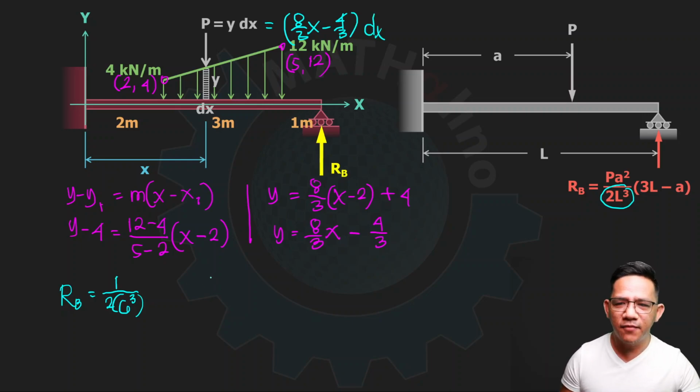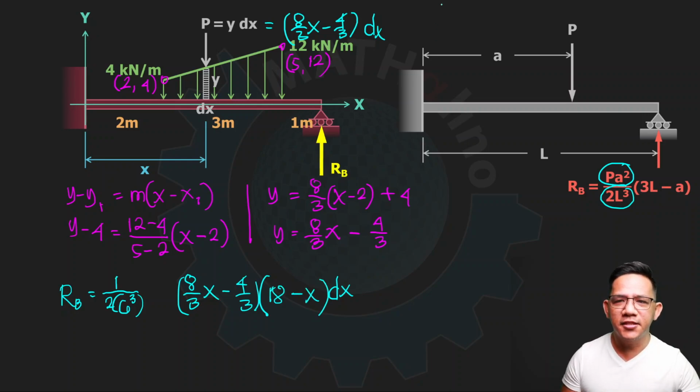That is y dx. So we have this equation, PA squared. Our P is 8 over 3 of x minus 4/3, dx. Then 3L minus A, 3 times L, actually 3 times 6 is 18, so 18 minus x. Then we sum up, which means we are going to integrate, with limits from 2 to 5. This is our answer for RB. So let us integrate this one.